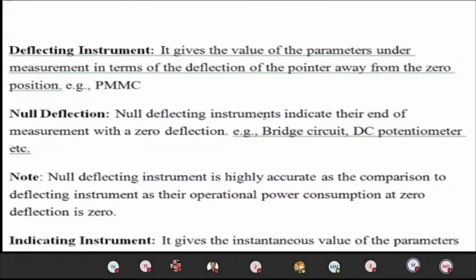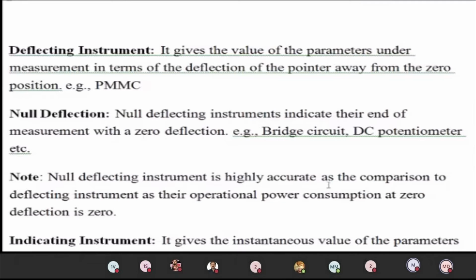And the fourth type is the deflecting instrument. It gives the value of parameters under measurement in terms of deflection of the pointer away from the zero position. That's what we are using in the lab. For example, you can see a permanent magnet moving coil meter. And each meter has its null deflection. Null deflection means instruments indicate the end of measurement with a zero deflection. So mainly this will be used in bridge circuit and potentiometer.